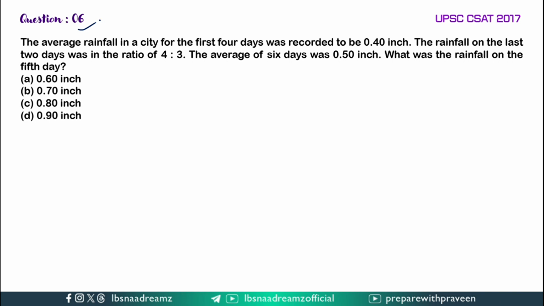Question 6. The average rainfall in a city for the first 4 days was recorded to be 0.40 inch. Here they are calculating the average rainfall in inch. The rainfall on the last 2 days was in the ratio of 4:3. The average of 6 days was 0.50 inch. What was the rainfall on the 5th day?